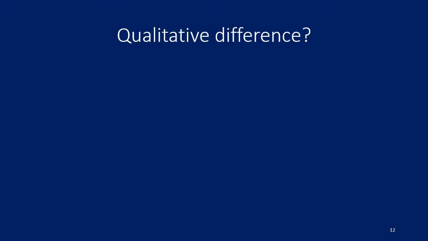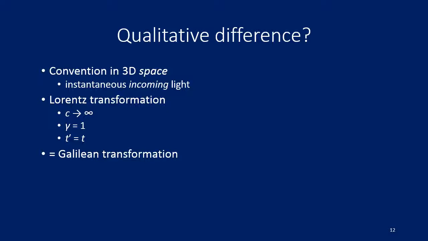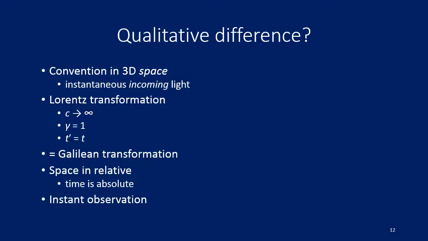The question, it turns out, is whether there is a qualitative difference between space and time. We start with the convention in 3D space. If we have an instantaneous incoming light, and then look at the Lorentz transformation, c approaches infinity, so gamma approaches 1, and t prime equals t. Well, this equals the Galilean transformation. So space is relative and time is absolute. And observation is considered instant. When we look at a star in space, we look at it as it is now.